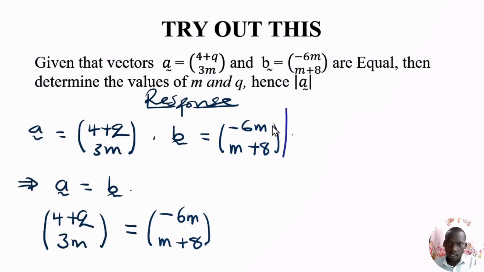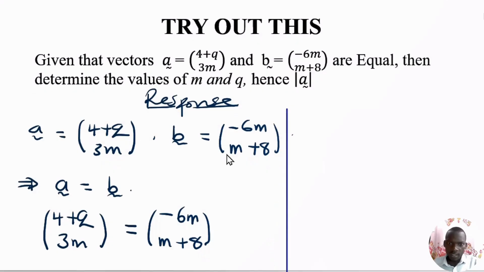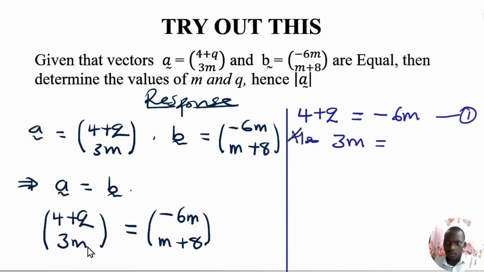So from this step, it means that we can also equate the corresponding components. What does it mean? It means that 4 plus q equals negative 6m. We can make this equation 1. Also, we have 3m equal to m plus 8. From here, we can make this equation 2. Then from equation 2, we can solve for m.